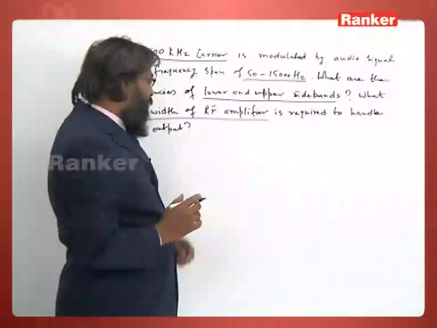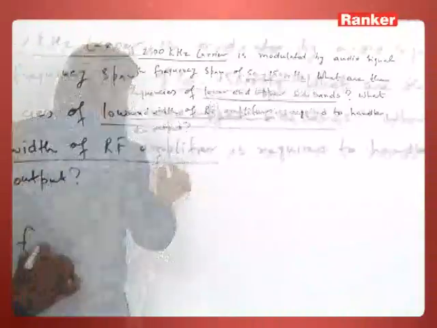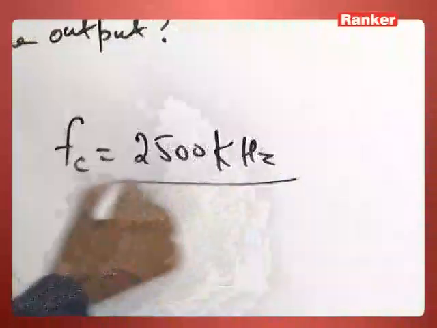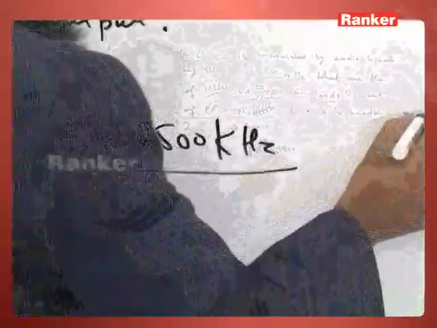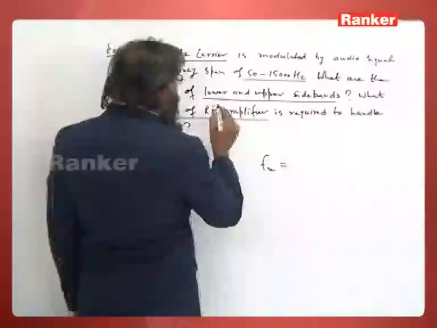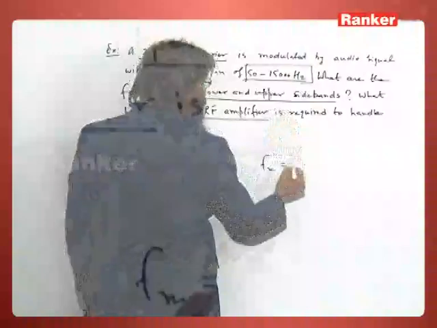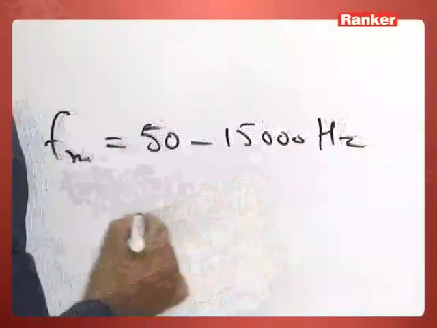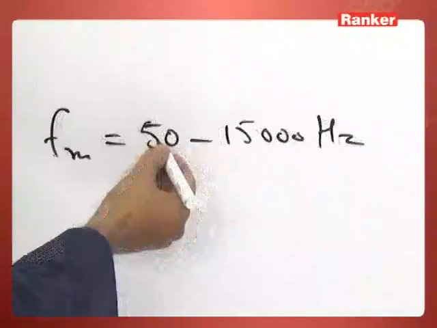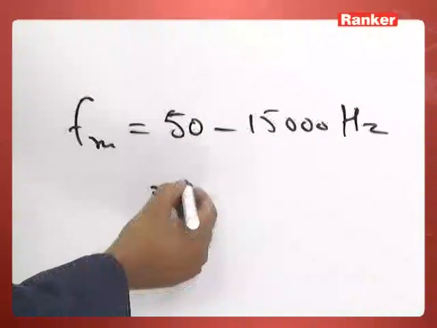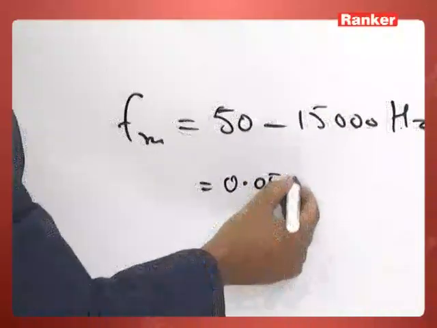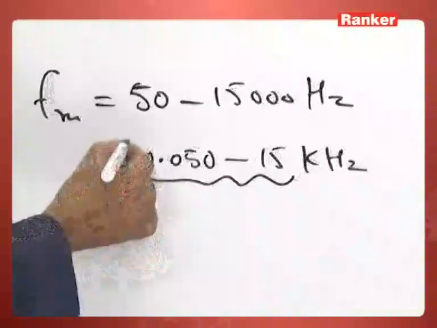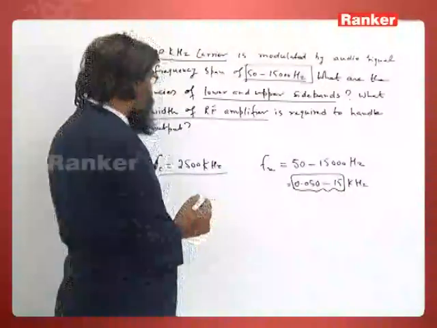So what is given here? The carrier frequency is given as 2500 kilohertz. This is the carrier wave, and the frequency of the modulating signal, the audio wave, is from 50 to 15,000 Hz. If I write in kilohertz, kilo means 10 to the power 3, so I get 0.050 to 15 kilohertz. This is the frequency range of the modulating signal.